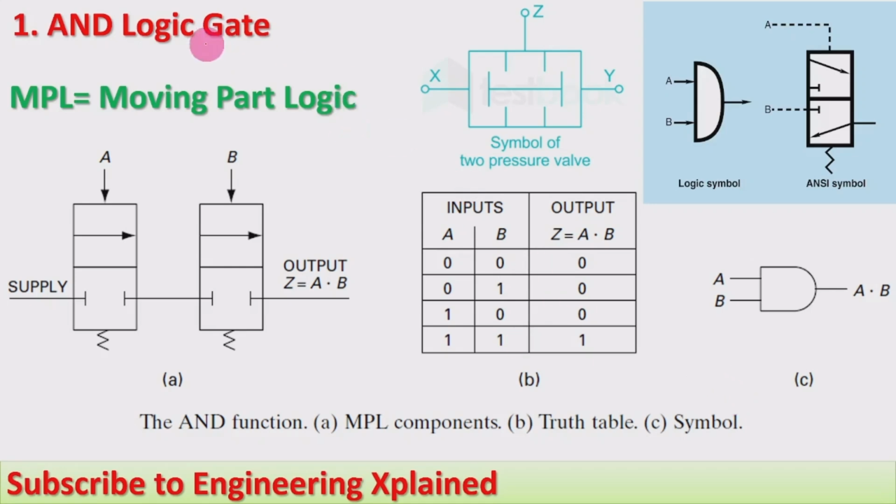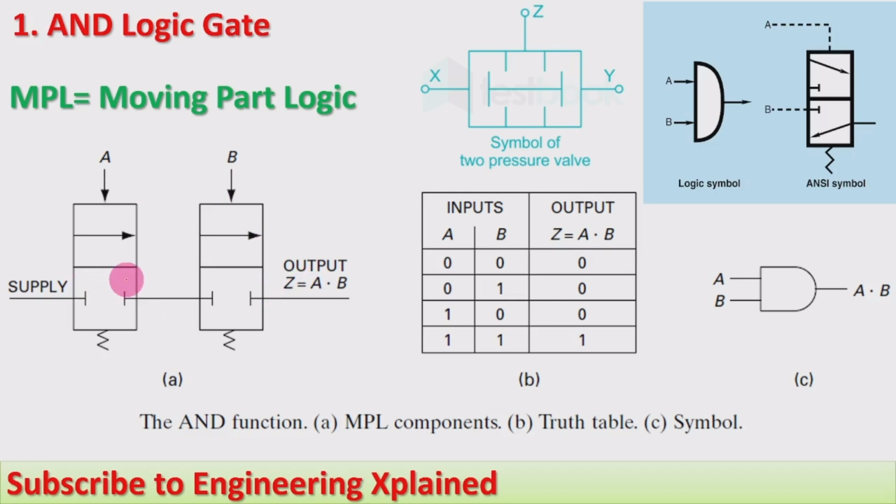First one is the AND logic gate, which is also called an AND function. That AND function is represented in pneumatic circuits as an MPL component, moving part logic components, and also we are going to take the truth table for that and the symbol of representation of this AND logic gate. In this MPL component, there are two inputs and one output we are going to get.